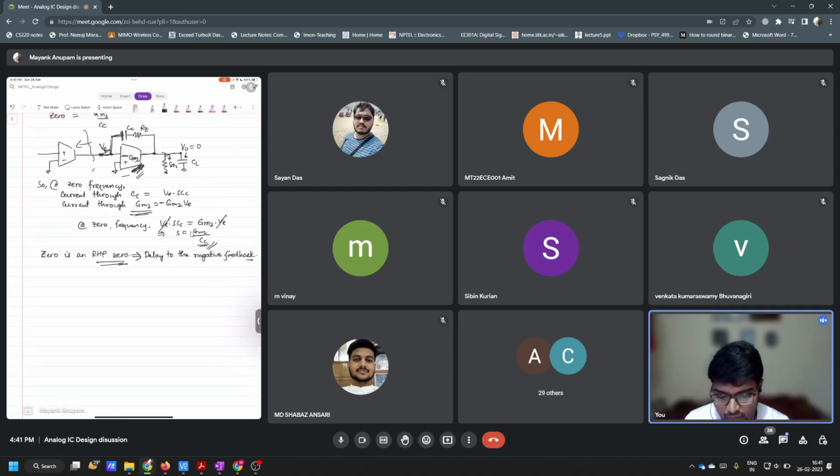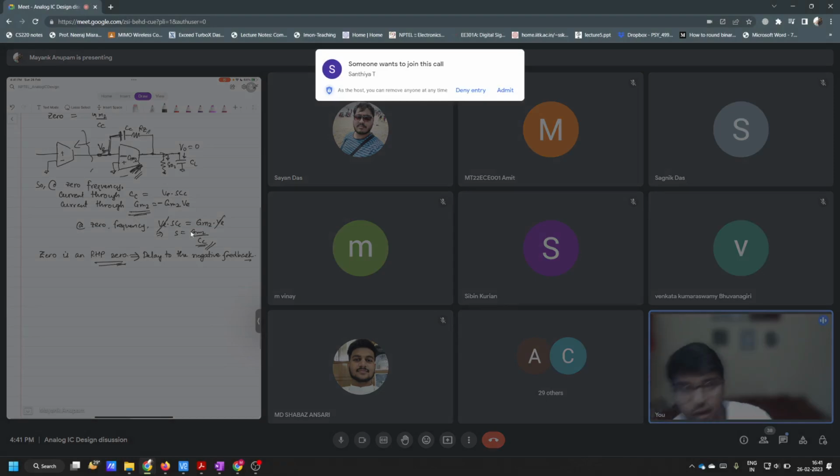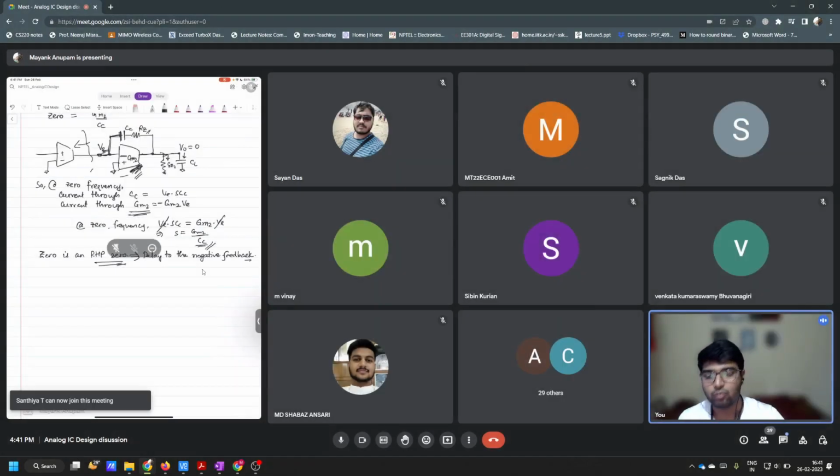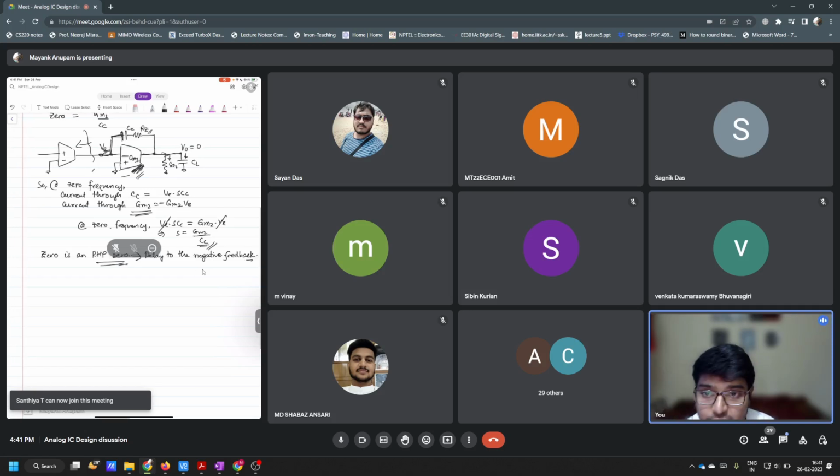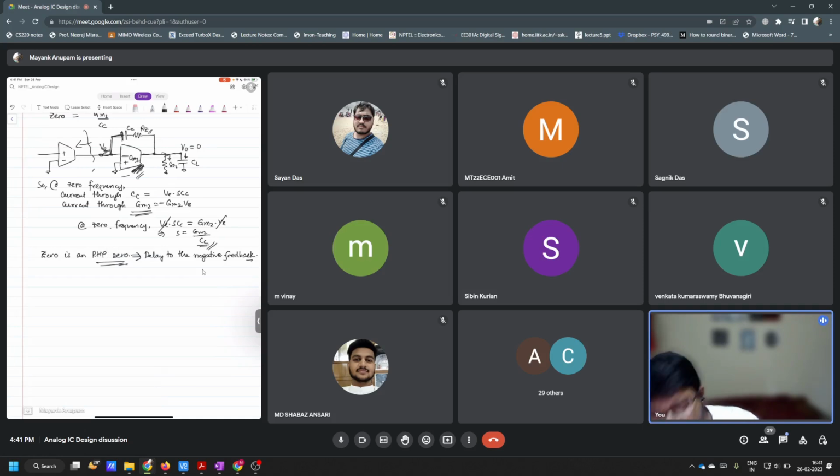Again, we can do the same thing, right? We can calculate it in the same way. What should be the value of RZ? Let's say we added a zero. We added a resistor RZ, and we do not know what the value of this resistor RZ should be. How do we find out? We do it in the same manner. We find out by calculating the zero location.